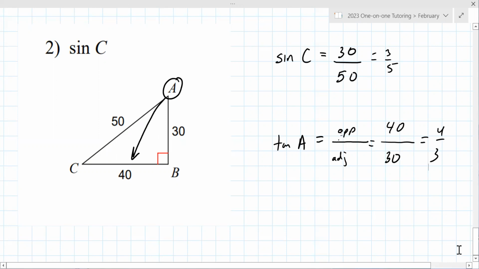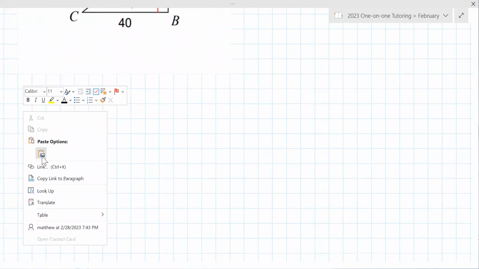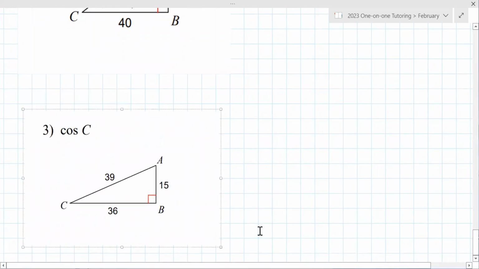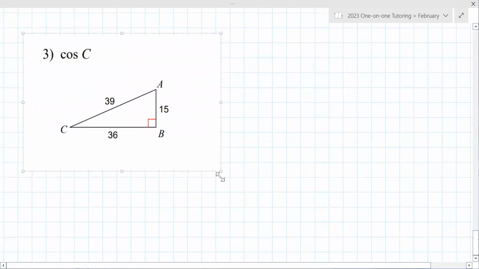Make sure you reduce your answer. All right, so take a minute here. Make sure you give me the right answer, fully reduced.